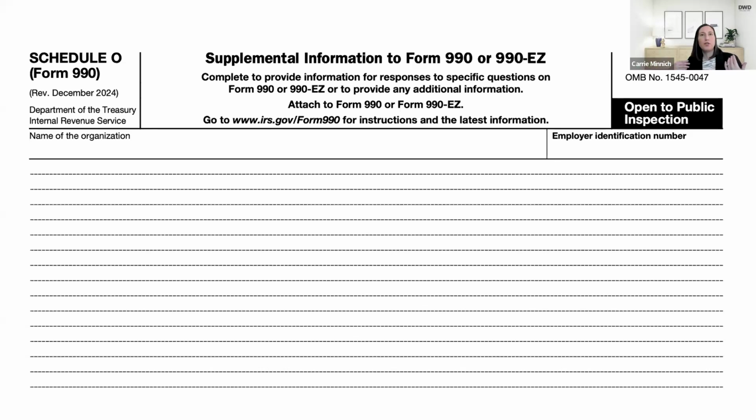Or for example, if you say, okay, I don't have this written policy in place, I have to answer the question no, but let's add an additional statement here that says after year end, we put this into place. So it really is an additional opportunity to clarify ambiguous or complex responses, to add additional information. And I really encourage people to use it if there's additional information that they want to provide to the IRS or the reader of the Form 990.